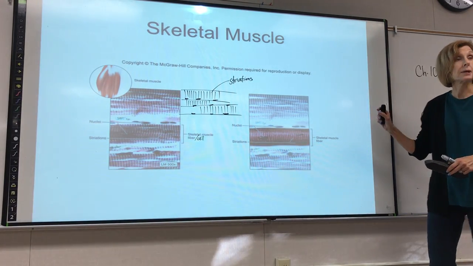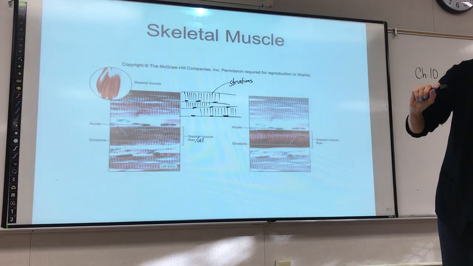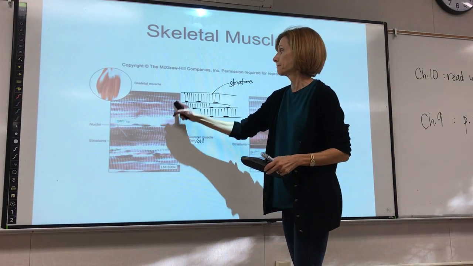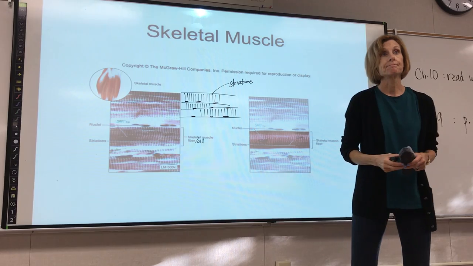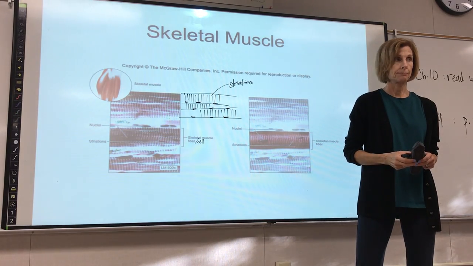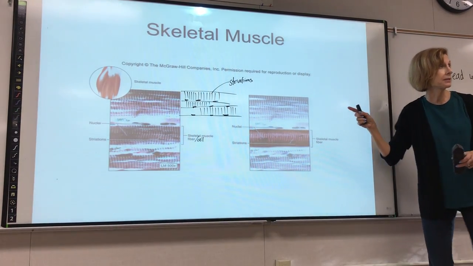Okay, so that is skeletal muscle. Striations are the individual little, what look like little stripes, yeah. And then all together they make up this one. Yes, exactly. Do you guys have any other questions on any of that?